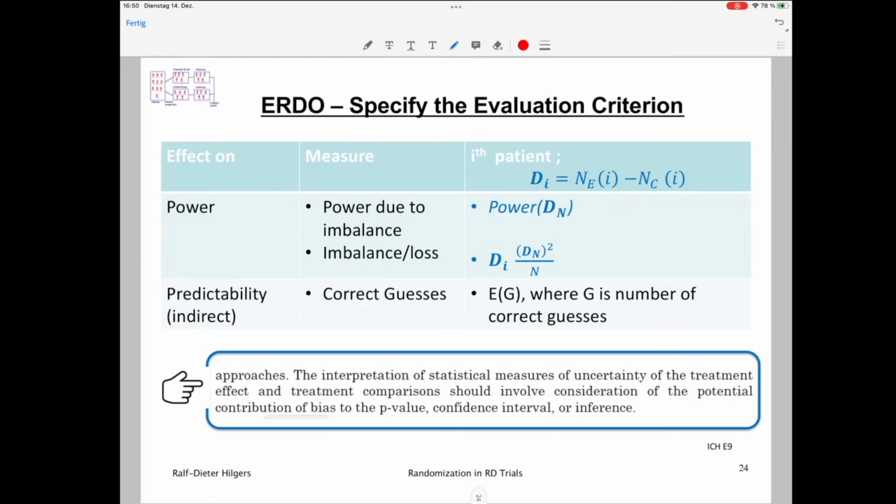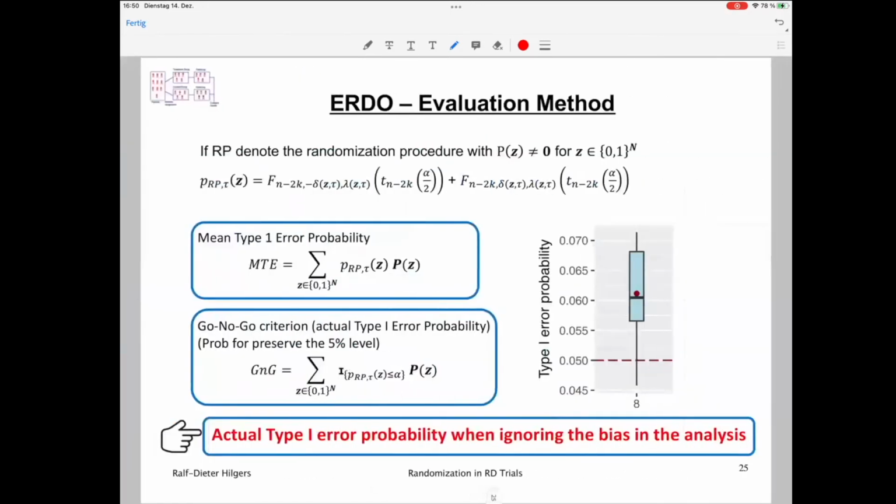My favorite is, because the ICH E9 guideline says that I have to quantify the contribution of bias on the p-value, so the type 1 error probability. So how can I do this? Well, I'm sorry for the next transparency, it's much more formal. Having an allocation sequence, I can calculate the type 1 error probability for that allocation sequence. So for every allocation sequence from a randomization process, I can calculate the type 1 error probability when that allocation sequence plays the devil in my trial.